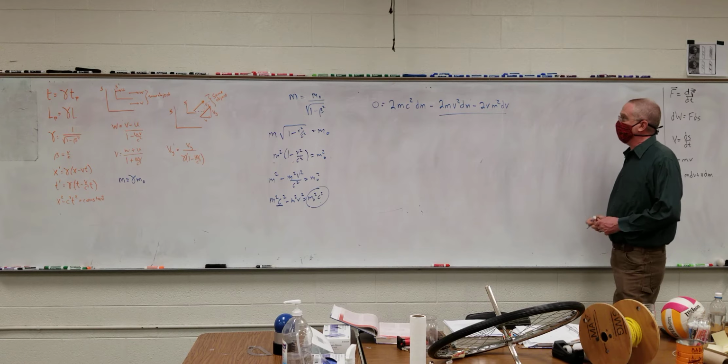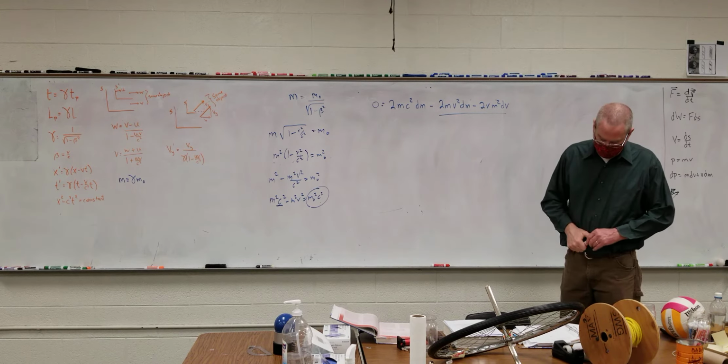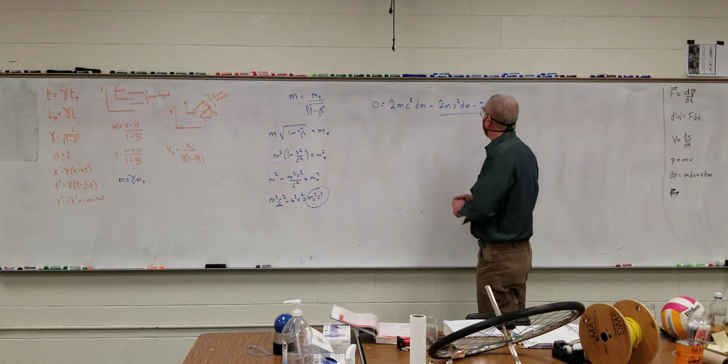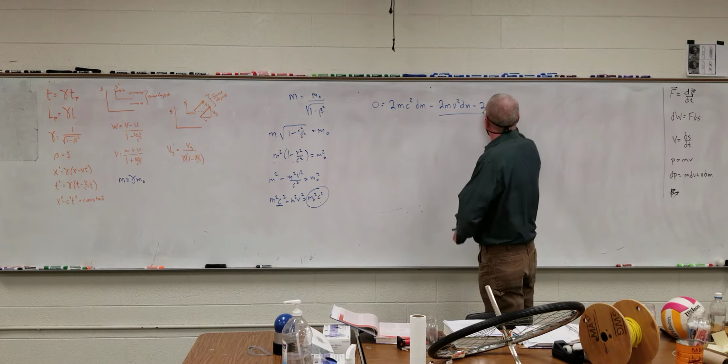I have 2 common to everything, and I have m common to everything. So let's get rid of some stuff. I can divide by 2, I can divide by m. So I'm left with 0 is equal to c squared dm minus v squared dm minus vm dv. And I'm going to call that equation 1.